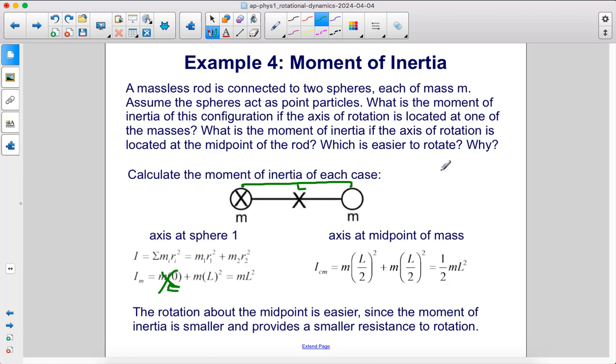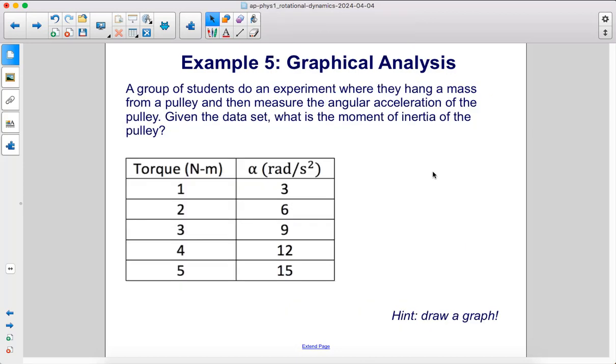A group of students do an experiment where they hang a mass from a pulley and then measure the angular acceleration of the pulley. Given the data set, what is the moment of inertia of the pulley? Hint, draw a graph.